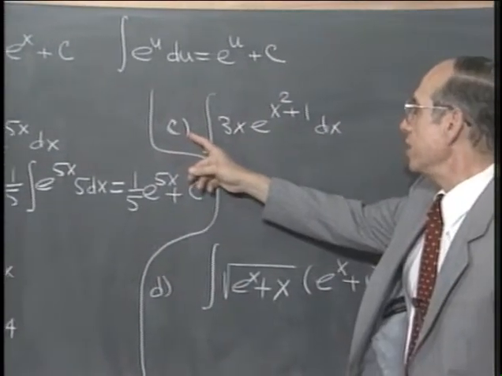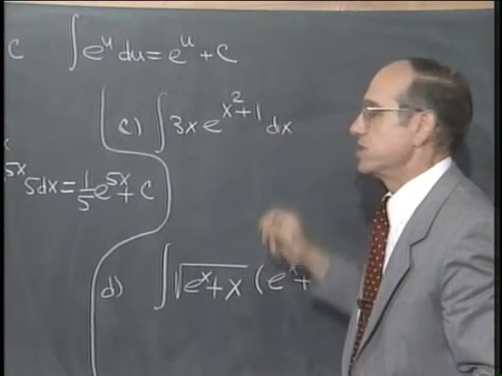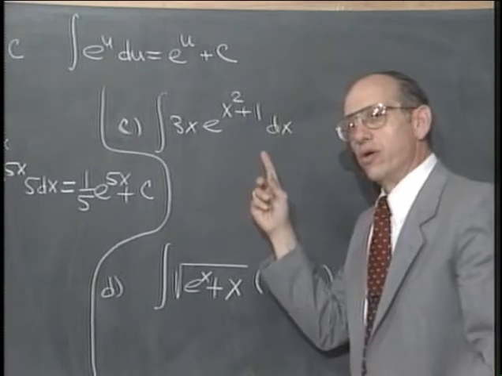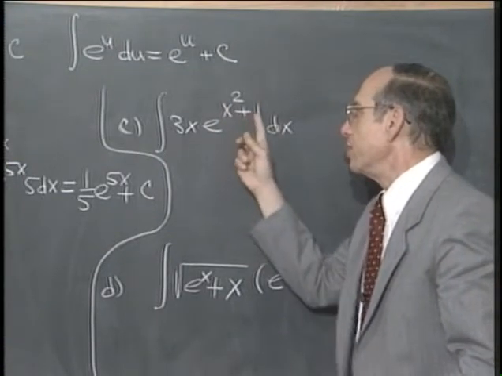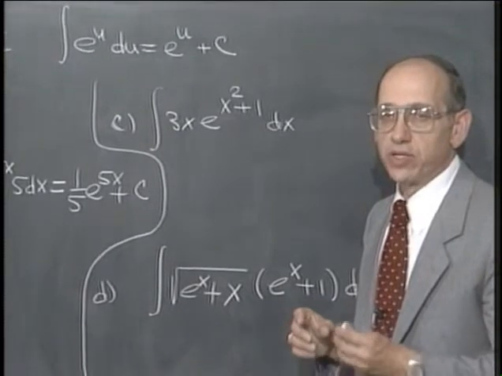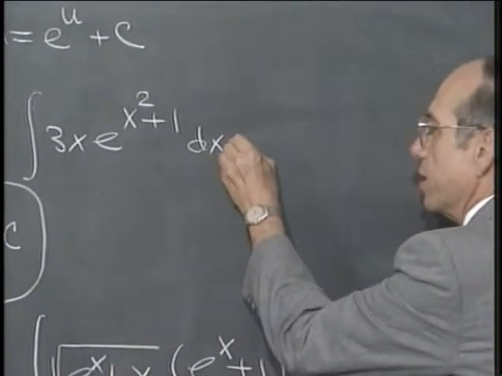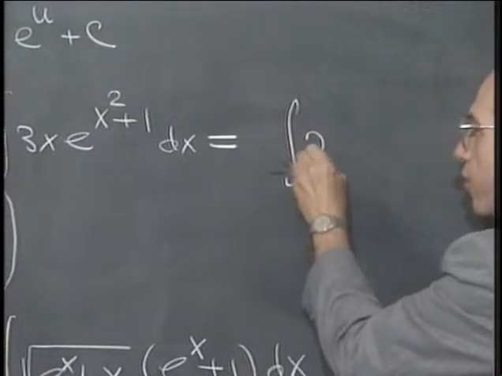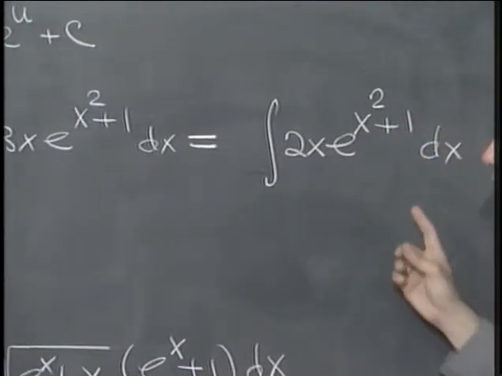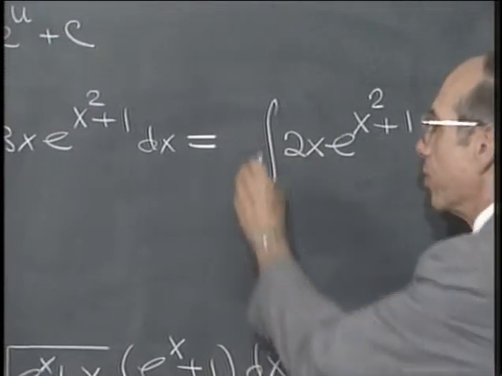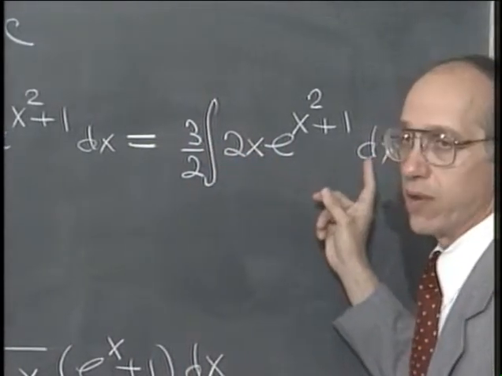Moving now to part C, we have the integral of 3x e to the x squared plus 1 dx. Here, our chance is that we have e to the u du. That is, we let u be x squared plus 1. If u is x squared plus 1, then du is 2x dx. So once again, as we've done so many times, we change this into the integral of 2x e to the x squared plus 1 dx. But of course, that's not right. We started with 3x, now we have 2x. If we want to have the same value, we have to multiply out here by 3 over 2. Now the 2's cancel, and we have 3x, and we're back where we were.